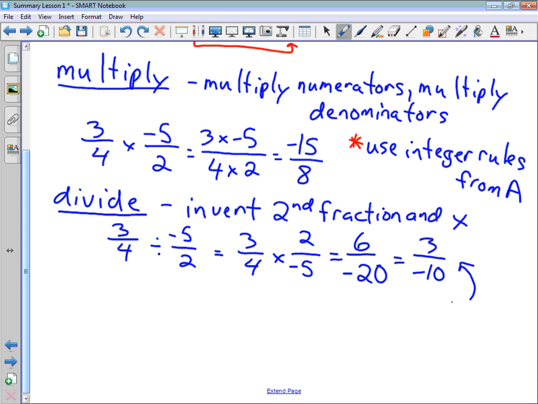I might write in, put this in lowest terms, and a bit more explanation might be, how did I get this in lowest terms? Well, I divided by 2 here, and I divided by 2 right there.